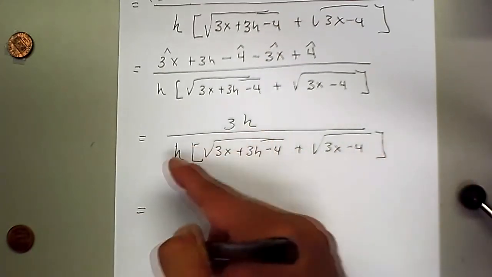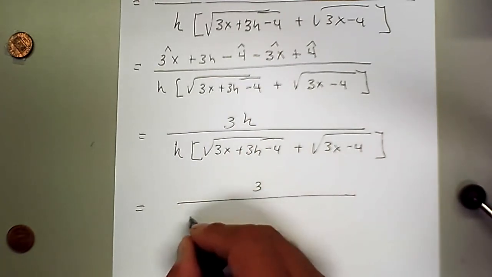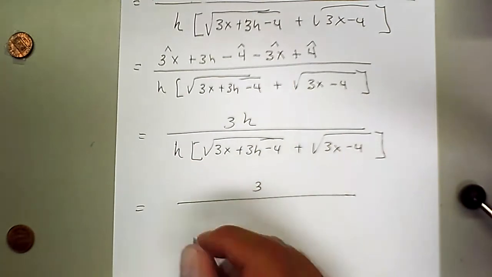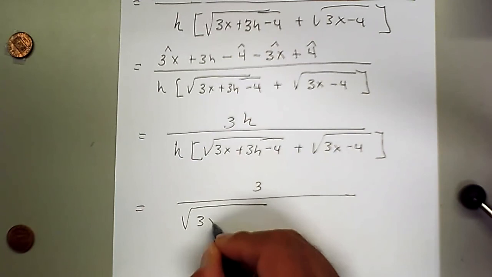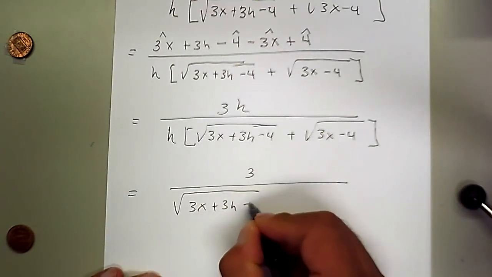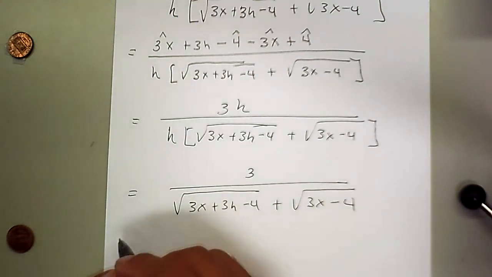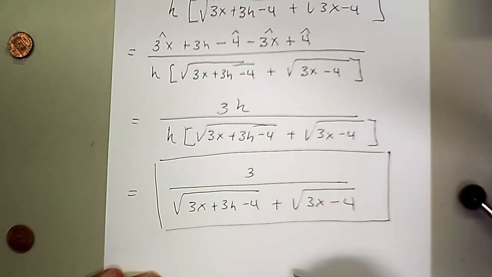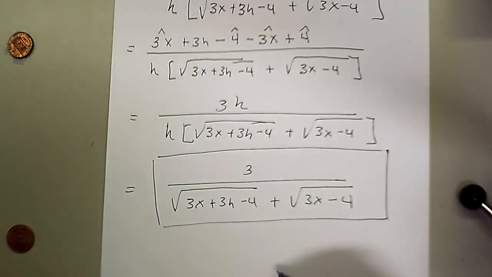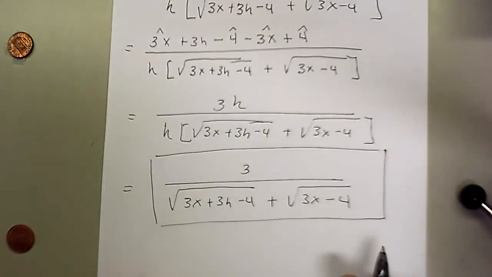We're assuming h is not equal to 0. So we have 3 over, there's no need to put a bracket anymore because this h is gone, square root of 3x plus 3h minus 4 plus square root of 3x minus 4. And voila, there is the difference quotient. So problems can get difficult and lengthy very, very quickly.